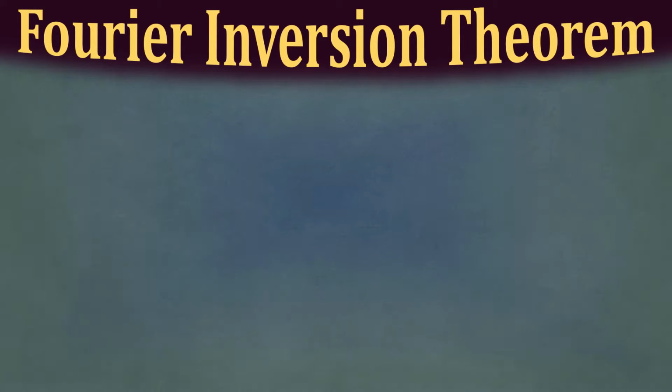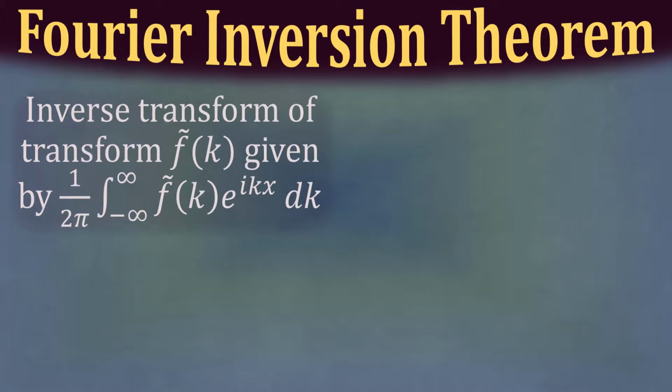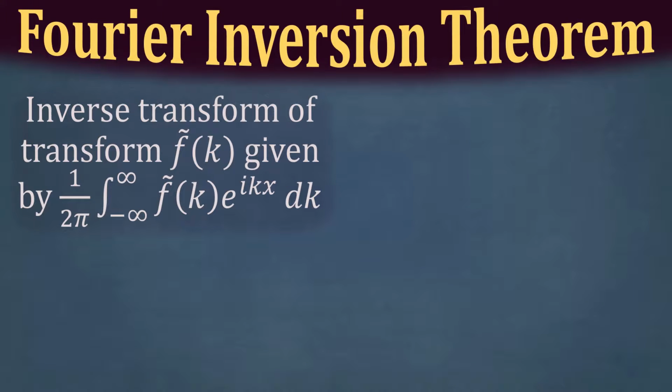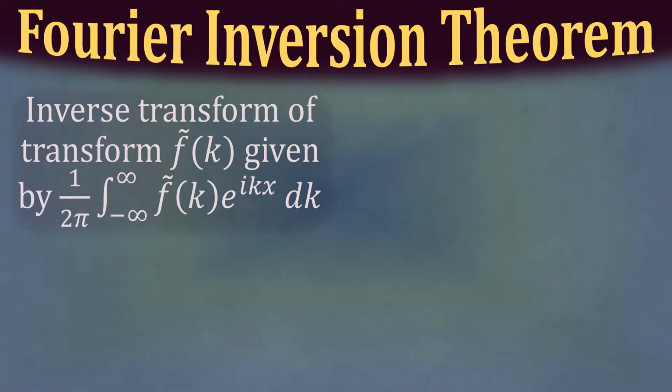Now, let's describe the Fourier inversion theorem. The inverse transform of a transform f tilde of k is given by 1 over 2 pi times the integral from minus infinity to infinity of f tilde of k e to the i k x dk.